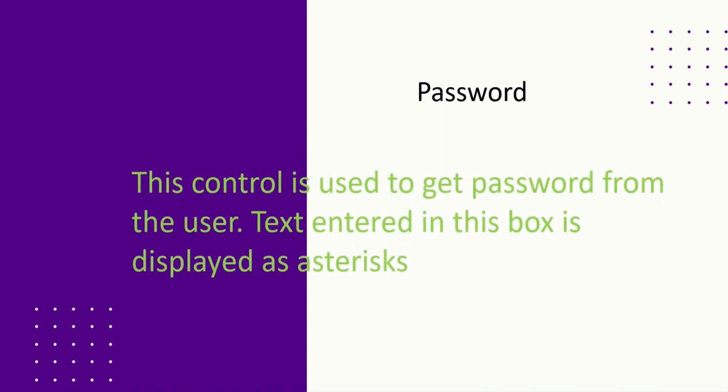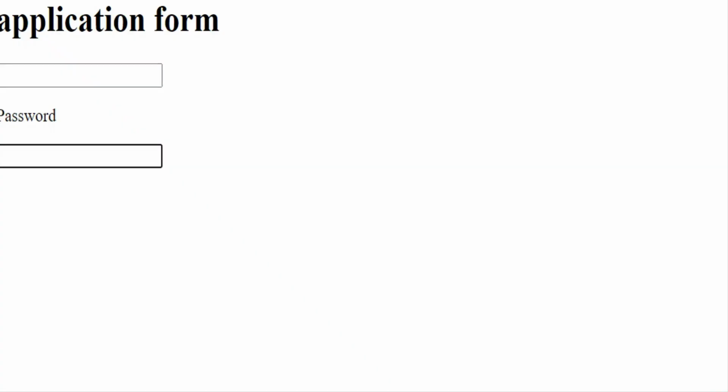Password. This control is used to get a password from the user. Text entered in this box is displayed as asterisks or dots. The characters are not visible to the user. Password control is used to enter a password. When we are using an ATM and all, we have to enter a password.